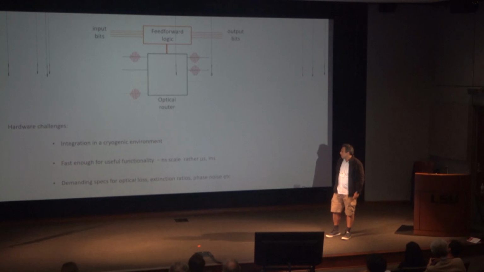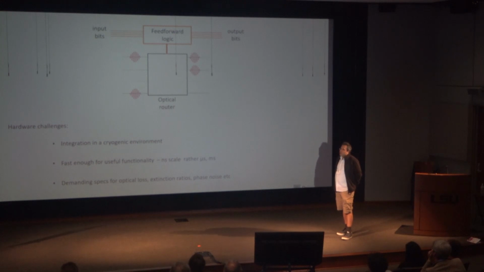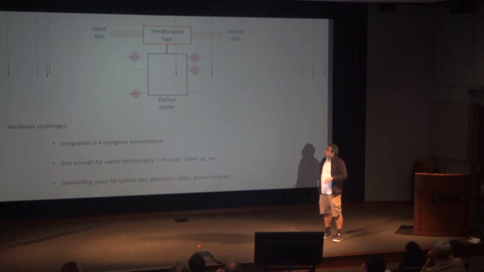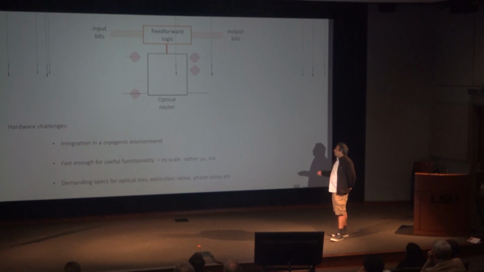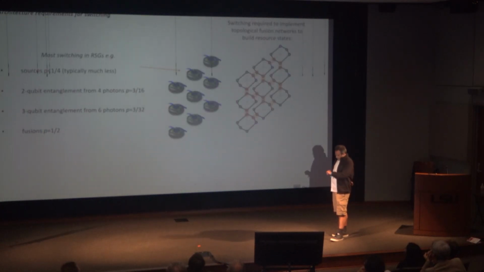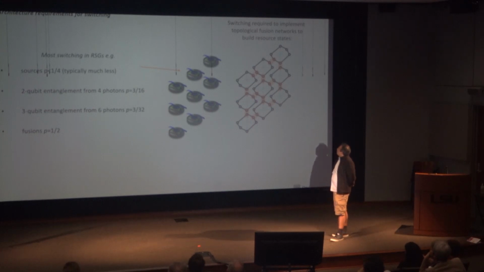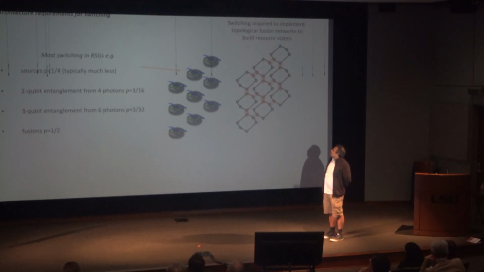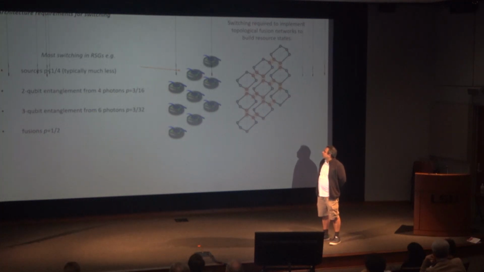Because fault tolerance has very demanding requirements on errors, we also have very tight specs on losses, on extinction ratio, on phase errors, i.e. voltage accuracy. But I'm not going to talk about the hardware anymore. I'm going to talk instead about schemes and circuits for switching. So it's good to stand back and just review where in the architecture we need switching. Most of the switching that we're going to need is going to be in resource state generation.